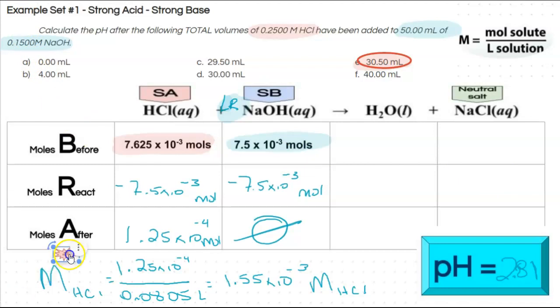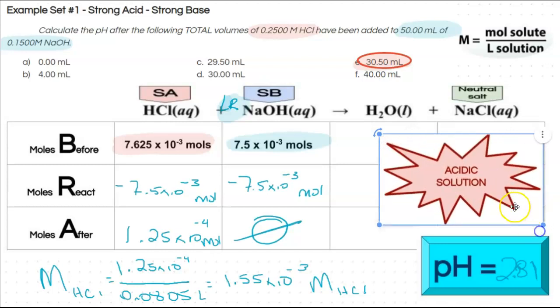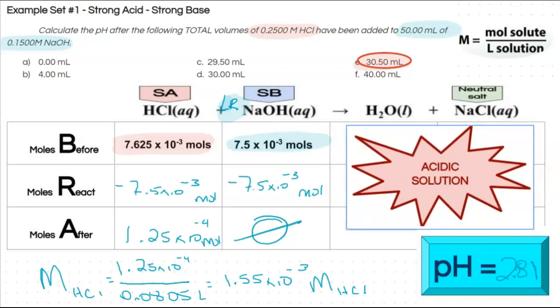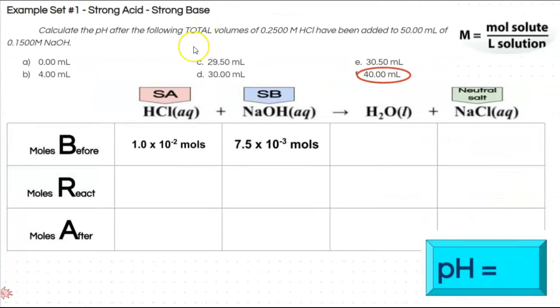As always, I want to check my answer at the end. Because I had acid remaining, I'm working with an acidic solution, and my pH of 2.81 makes sense. So now let's make our final calculation. Our final calculation, same concept that we've been working with.